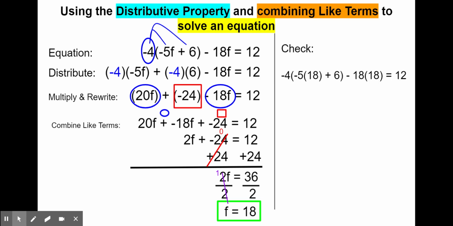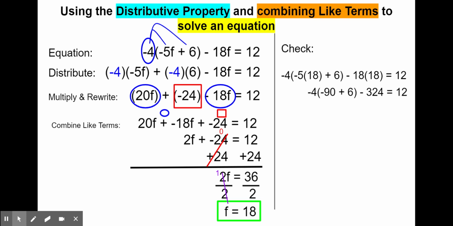For my check, all I'm doing is taking my original equation, and I'm plugging in 18 in place of the two spots that had the f. From here, I'm going to use the order of operations, or PEMDAS. I'm not going to distribute that -4 when I'm solving in the check. I just do order of operations. So I'll start with the parentheses. I'll go step by step.